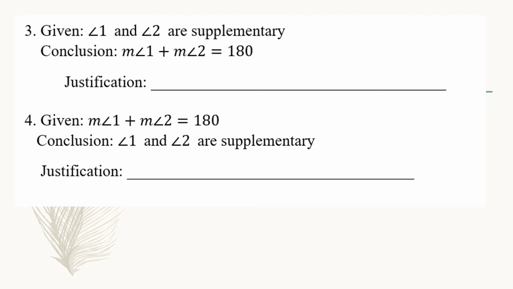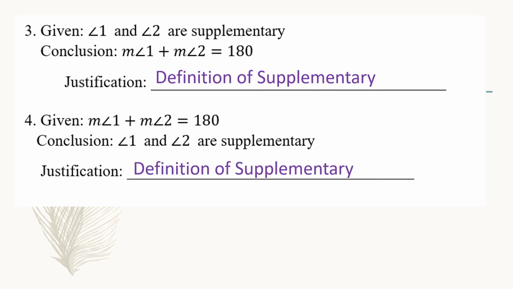Number 3, angle 1 and angle 2 are supplementary. So measure of angle 1 plus measure of angle 2 equals 180. That's similar to number 1 that we just did. So look at number 8 on your reference sheet, and that would be the definition of supplementary. Number 4, given the measure of angle 1 plus the measure of angle 2 equals 180, angle 1 and angle 2 are supplementary. So we're just flip-flopping that. It's saying the same exact thing, just in a different order. It's still the definition of supplementary.